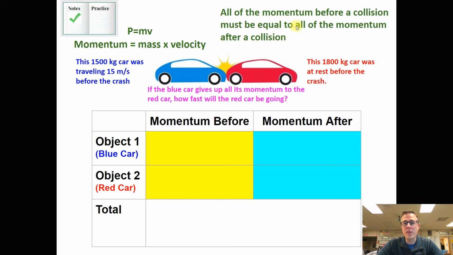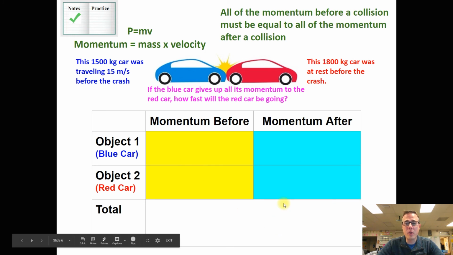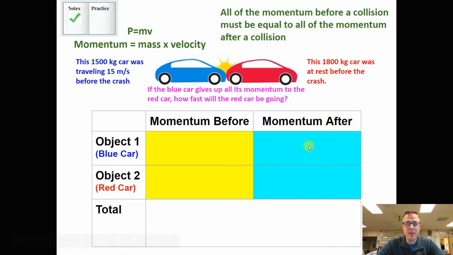And then we can use this green statement. And whatever we find on the before side, we can set it equal to everything on the after side. And we can use Newton's third law to find missing pieces of information. Let me show you how this works.